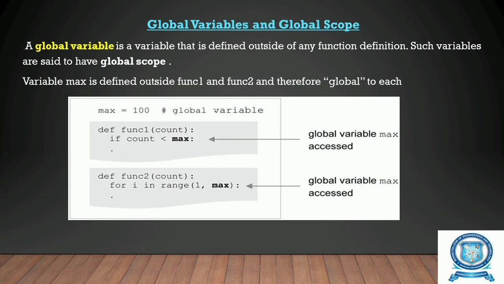So global variables and global scope. A global variable is a variable that is defined outside any function definition. Such variables are said to have global scope. So the variable max is defined outside function 1 and function 2, and therefore it is said to be global to each. Okay. So here max is equal to 100. So 100 is defined outside the functions, so it is a global variable. So both function 1 and function 2 can take the maximum value as 100. Okay. So it can be accessed inside both these functions. So it is of global scope.